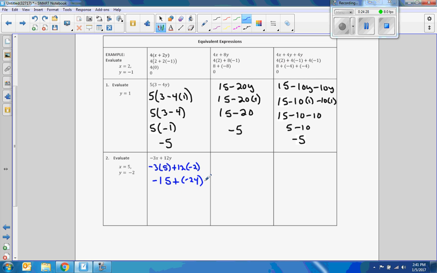So now I have a negative 15 plus a negative 24. So we just add them and take the sign that's negative. And 24 plus 15 is 39. And since they're both negative, it stays negative. Negative plus negative is negative.